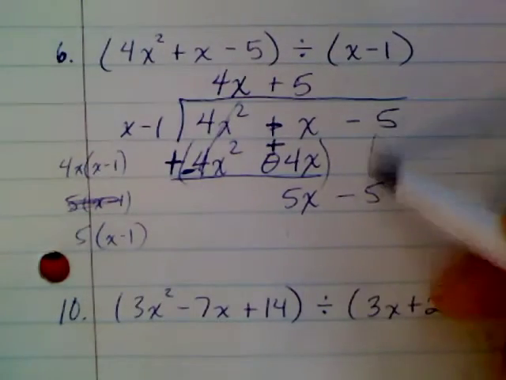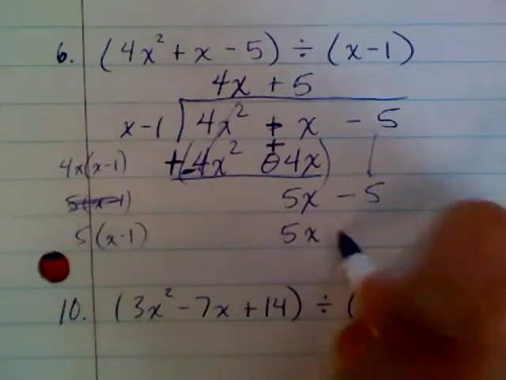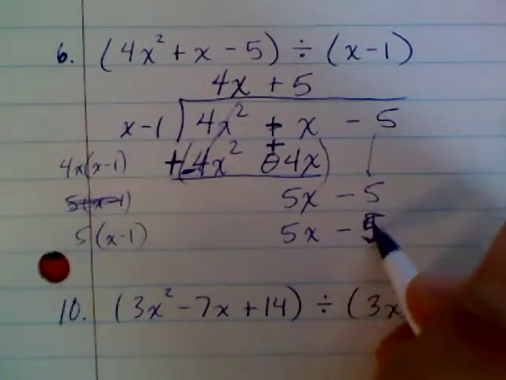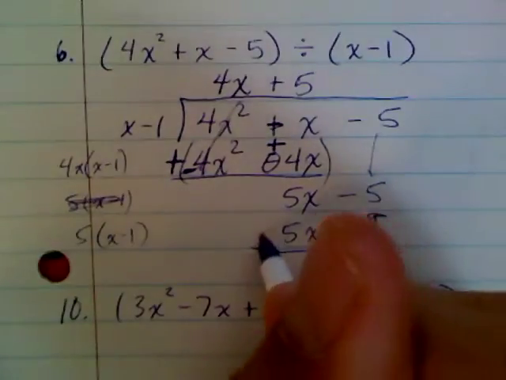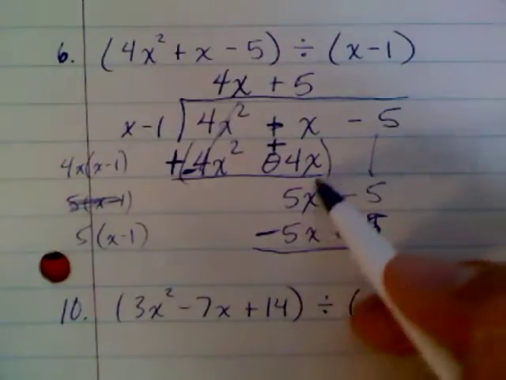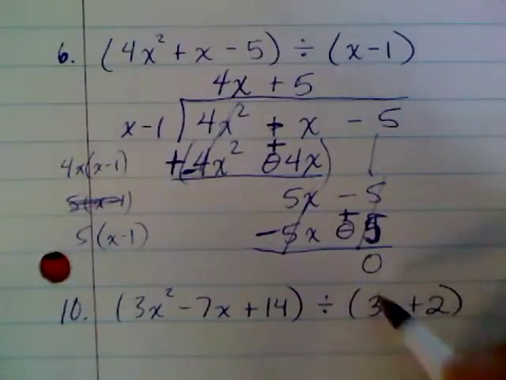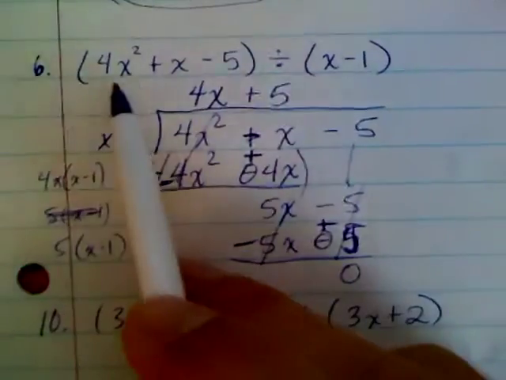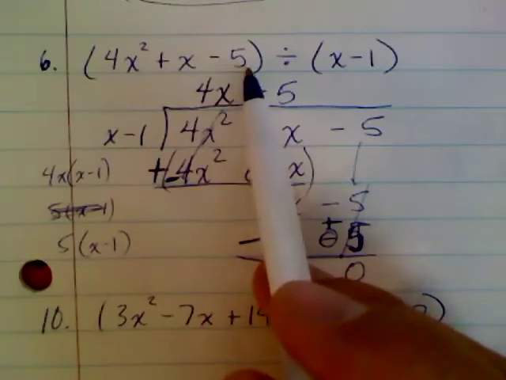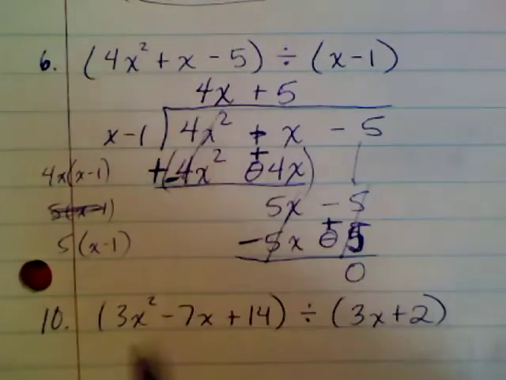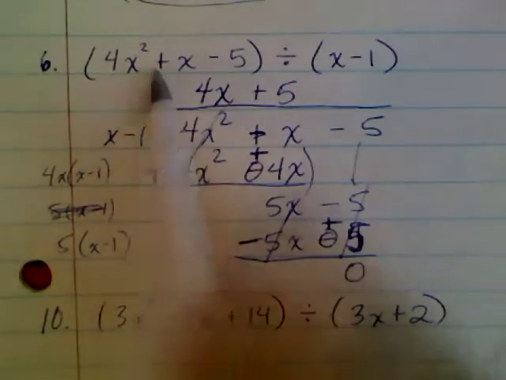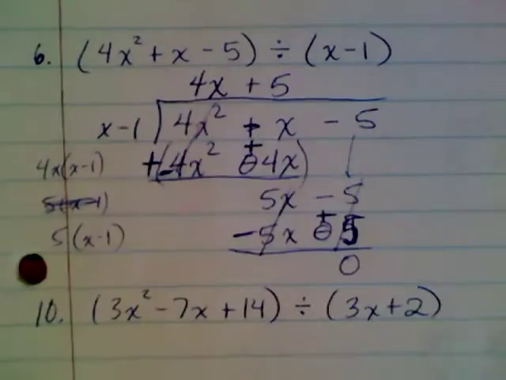Forgot to drop the 5 here. 5x minus 5. So draw the line, change the signs. Those cancel, those cancel. You have a remainder of 0. That's a good thing. So when you factor 4x squared plus x minus 5, you would factor it into x minus 1 and 4x plus 5. Okay, so when you multiply these two together, you get your answer, the original question.